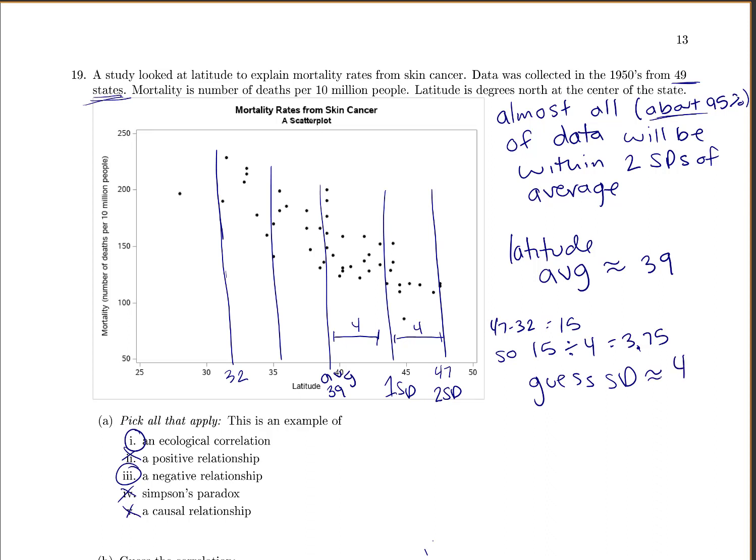Again, this is not exact. You're just trying to get to the closest thing, whether you want to just draw it into 4 sections and try and eyeball it. If you want to go from the smallest to the biggest and divide by 4, because that's 4 total sections, you can do it any way you want. Okay, and we're just trying to get our closest guess. With the big thing, remembering almost all of our data, not all of the points, but almost all will be within 2 standard deviations of the average.